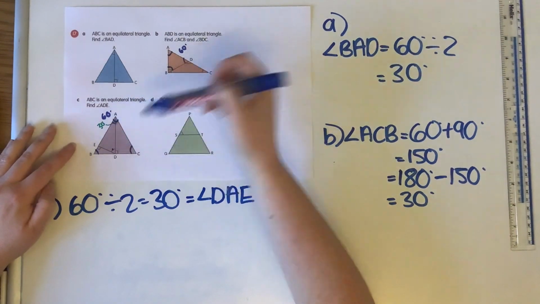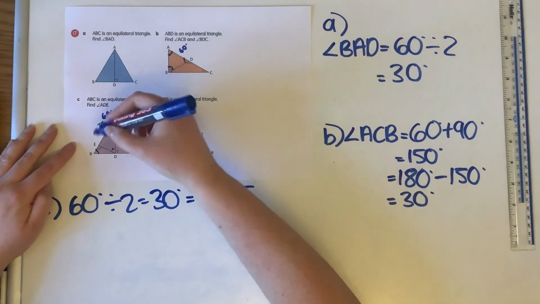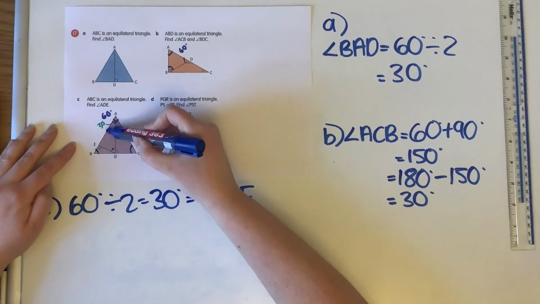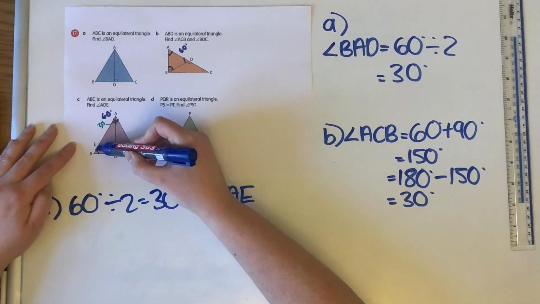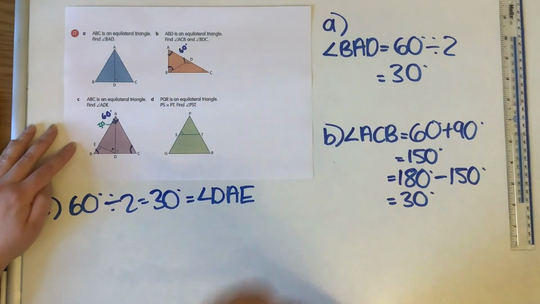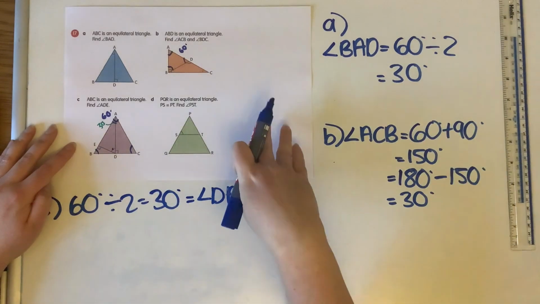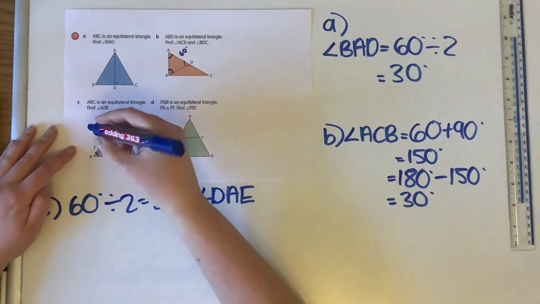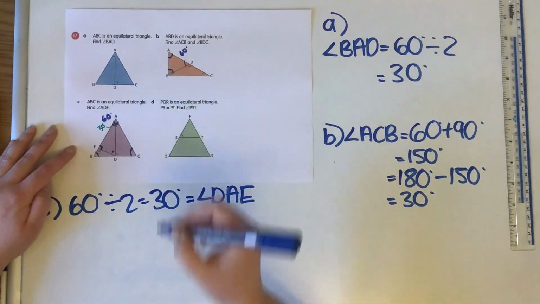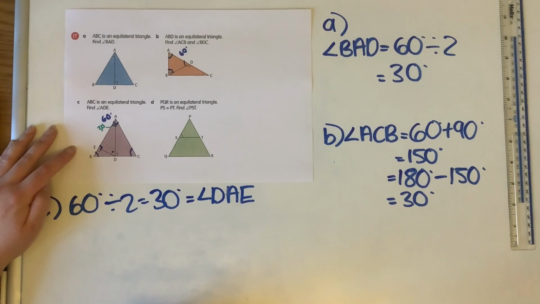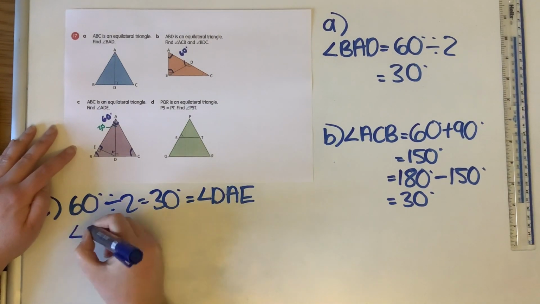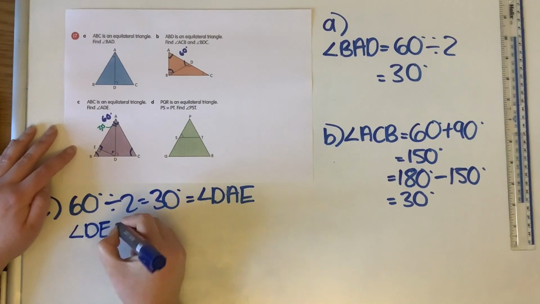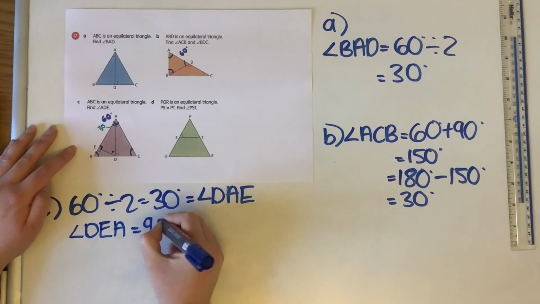Then if I look at the rest of the triangle, I know that this is on a straight line and I'm told that this angle is 90 degrees. I can remember from last week that angles on a straight line equal 180 degrees. So if this is 90 degrees, this angle here is also 90 degrees. Okay, so the angle DEA equals 90 degrees.